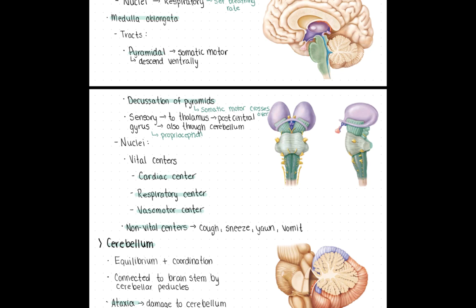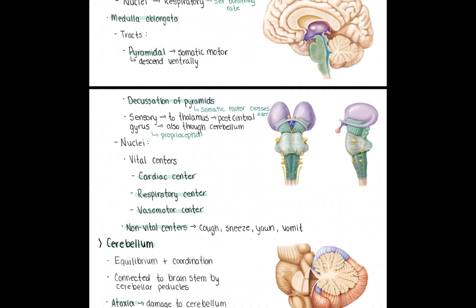That's going to be more on the posterior side of the medulla. It goes through the posterior side, and then here it'll divert off and go to the cerebellum, because the cerebellum helps to make sense of all that proprioception information.